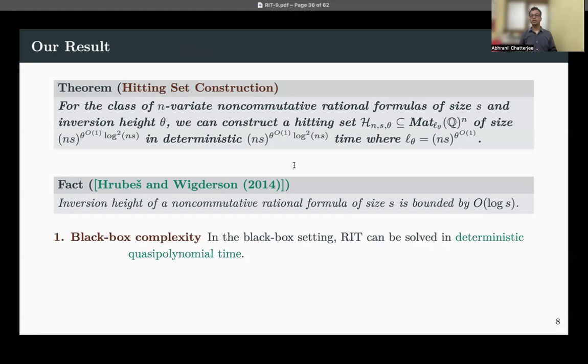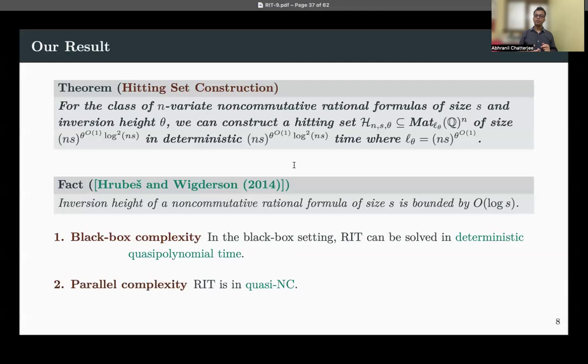Now, putting the value of theta as order log s, what do we get? That in the black box setting, the RIT problem can be solved in deterministic quasi-polynomial time. That is, we can give a quasi-polynomial length list of matrix tuples such that for every rational formula of size s, if there is some non-zero matrix evaluation, then one will be able to find that non-zero matrix evaluation in that list of matrix tuples.